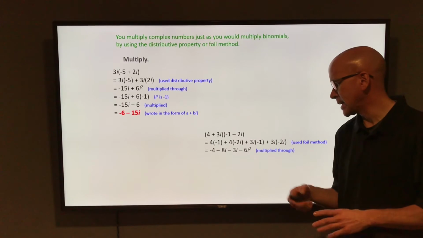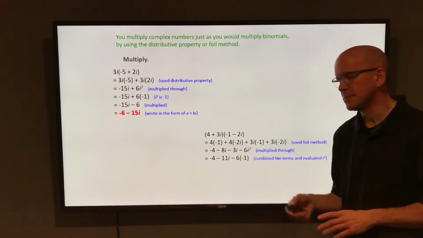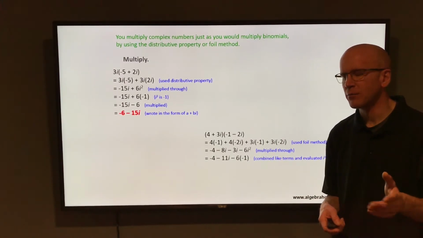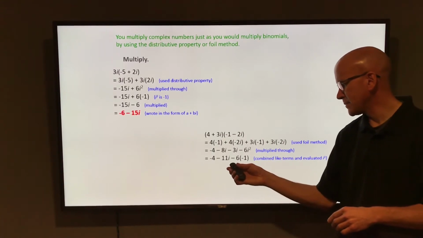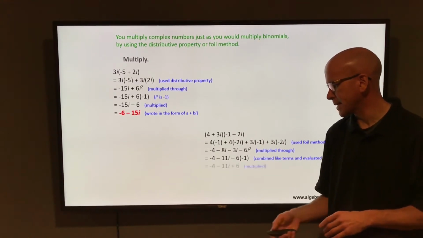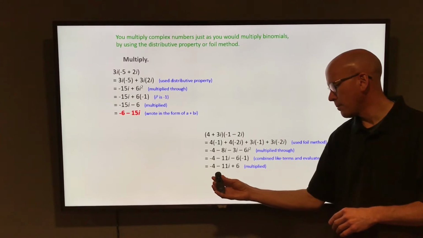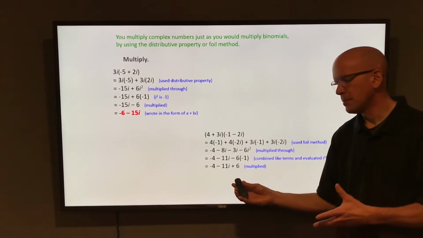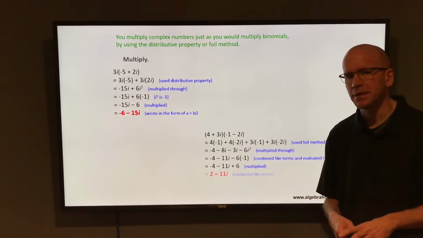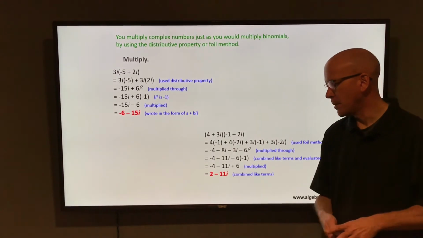Also negative 6 times i squared, that is negative 6 times negative 1. Remember, i squared is negative 1. So that negative 6 times negative 1 on the end, that would be a plus 6. So we have negative 4 minus 11i plus 6. Combine the like terms, negative 4 and 6, that makes 2. It'd be 2 minus 11i.